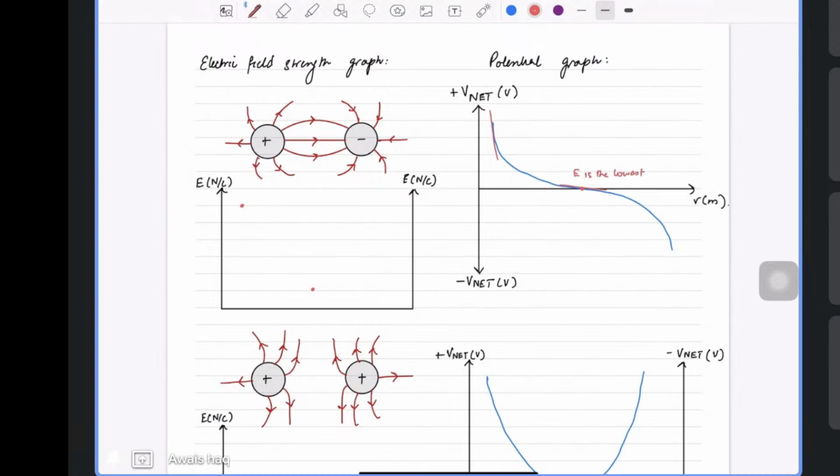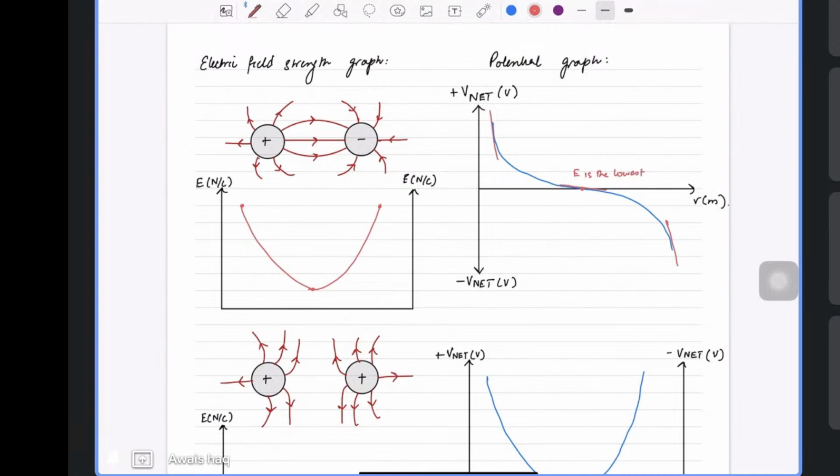And then at this point, the electric field strength, again the gradient is increasing, so electric field strength will increase again, and then it would be here again. So electric field strength would be basically like this for these graphs. Do you guys understand this?